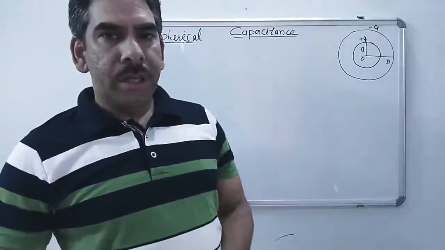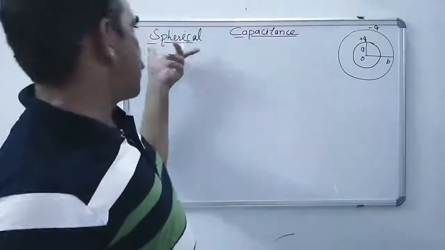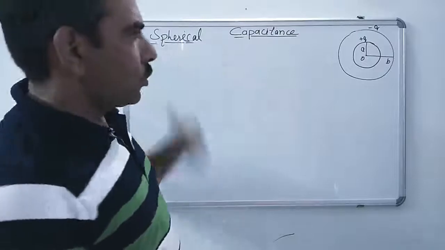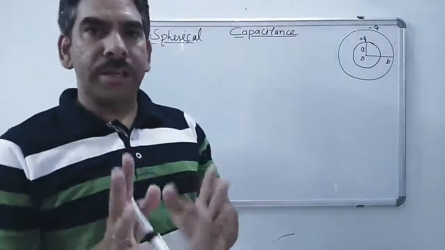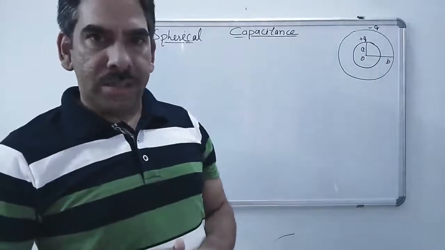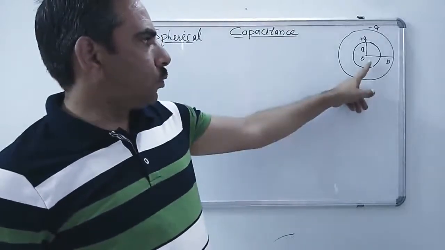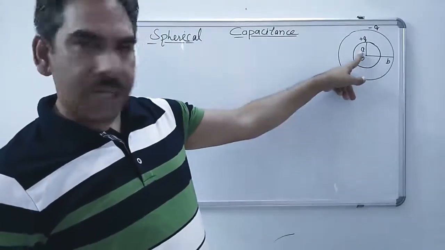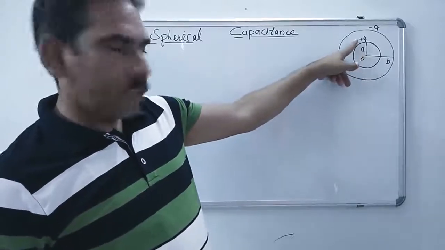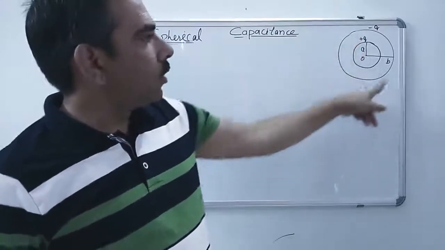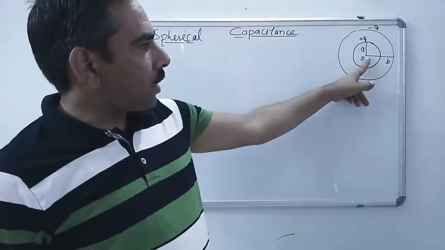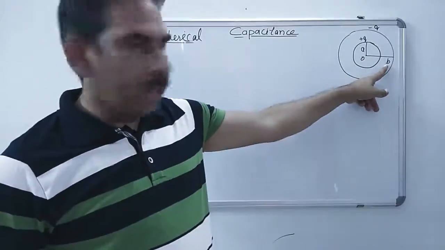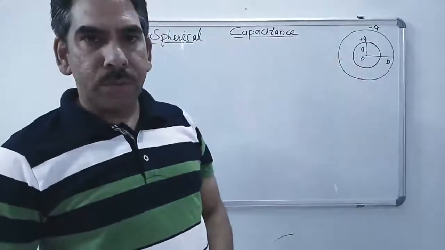To begin with, I am taking the first case of a spherical capacitor. For this, we have two concentric spherical shells, right? The two spherical shells are just like this. The inner one has radius A and charge plus Q, and the outer one is at the same center and has radius B and charge minus Q.